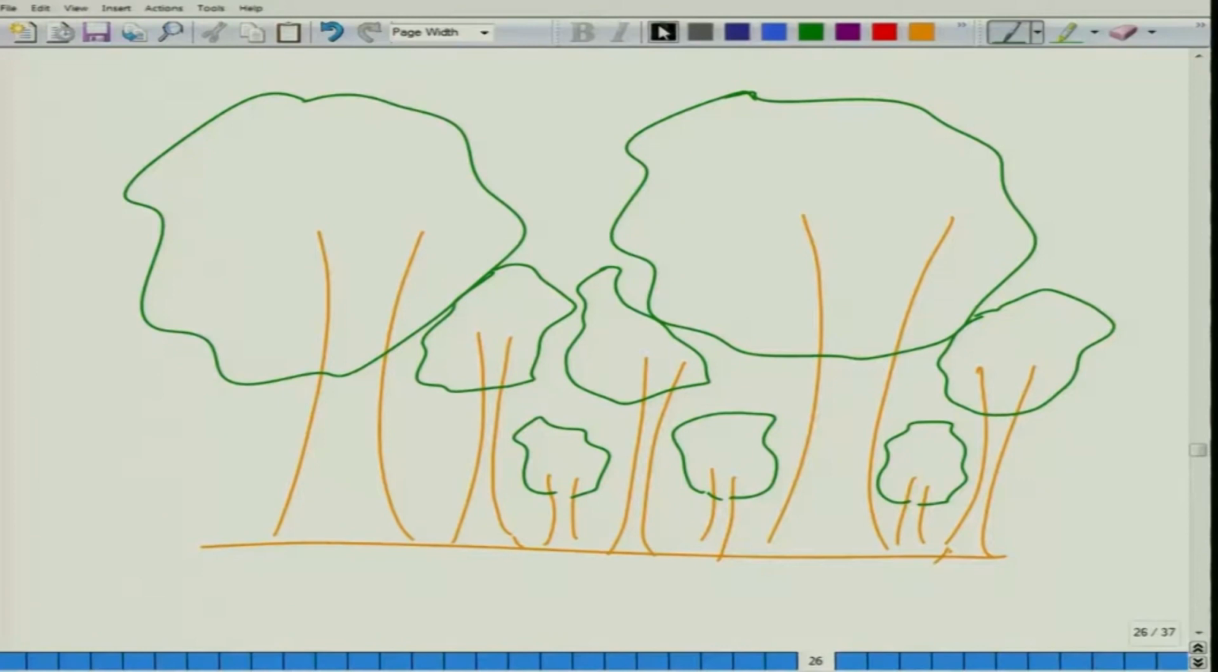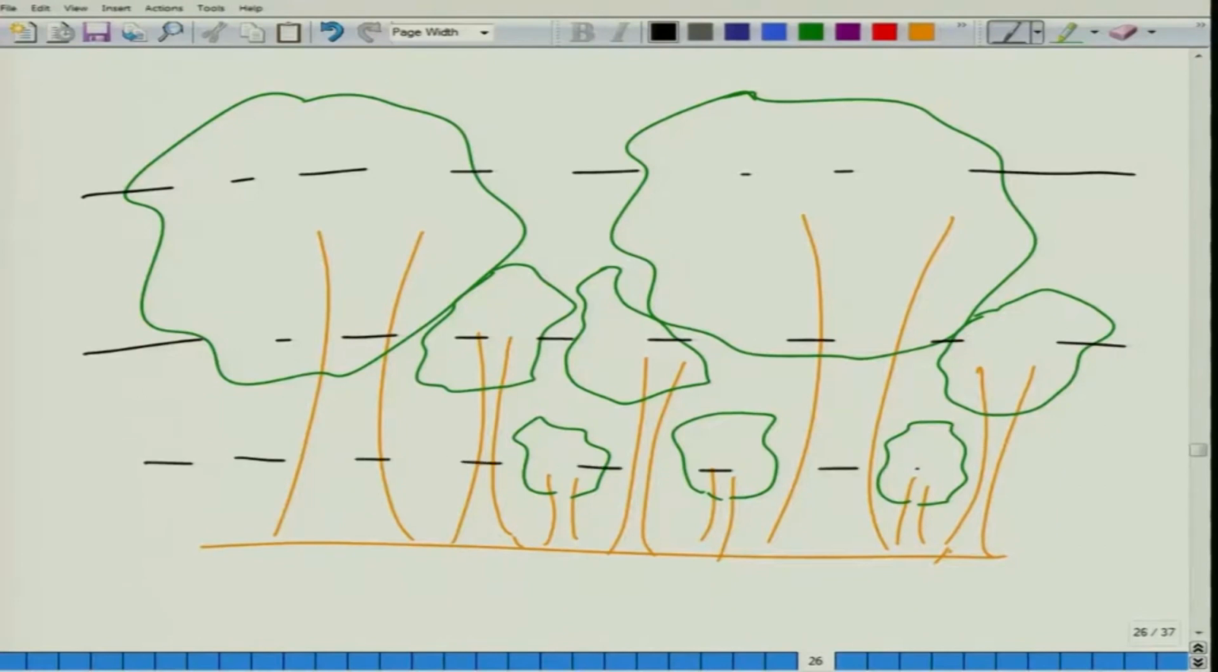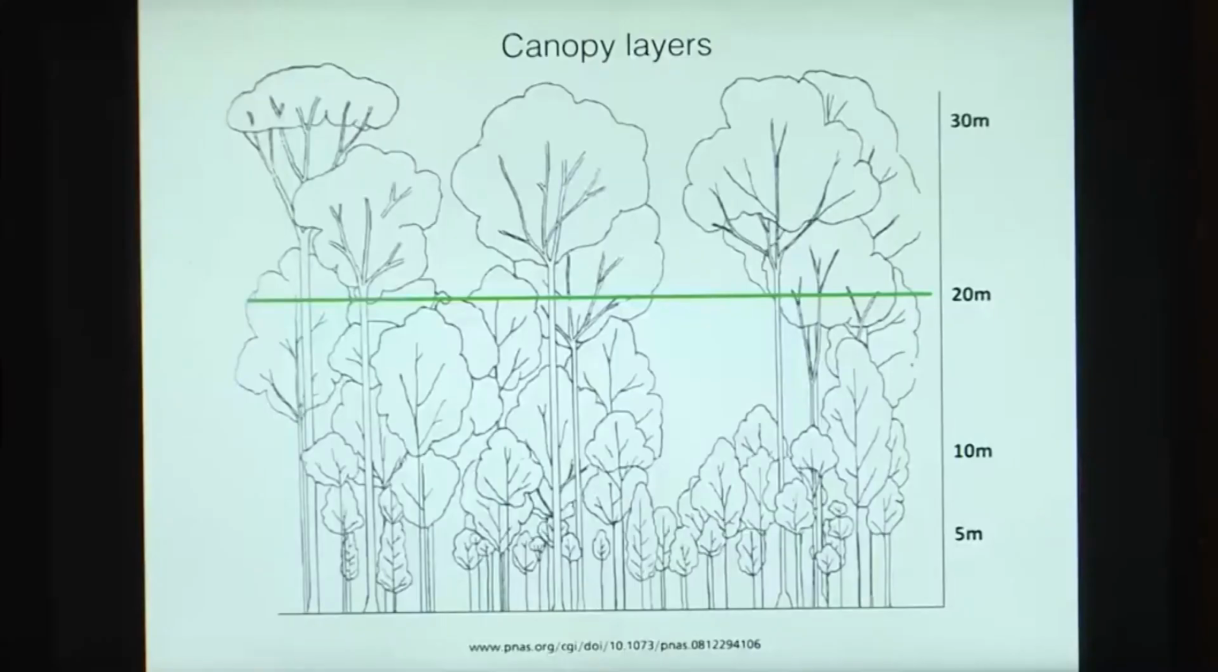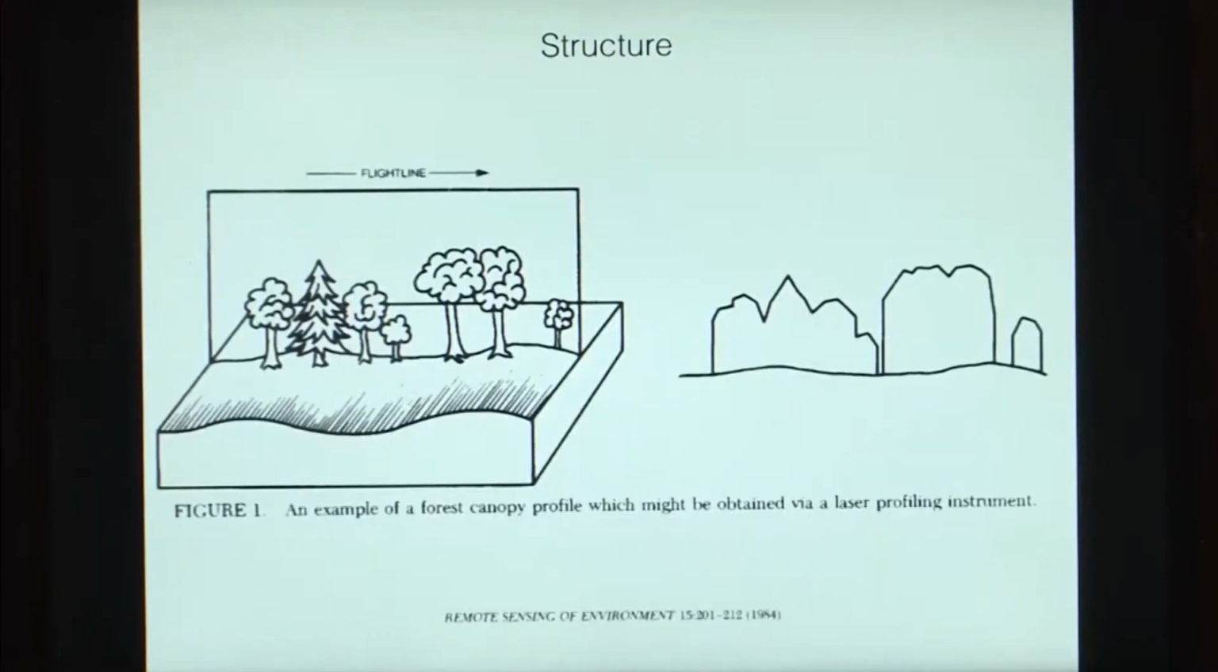So, this would be one layer of trees, this would be another layer of trees, this would be the third layer of trees. So, this thing is known as canopy layers. Now, coming back to the slide, here we are seeing a number of canopy layers at different heights. Now, to study these canopy layers, we could look at the structure of the forest.